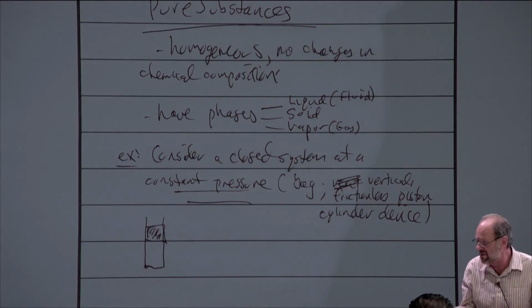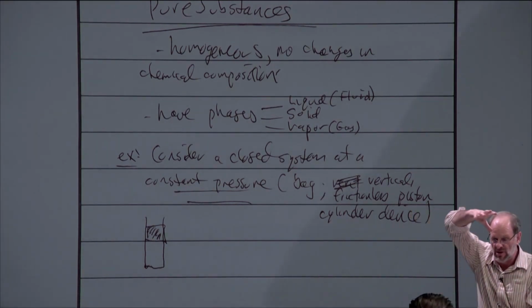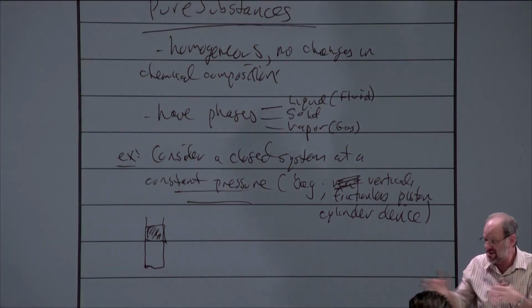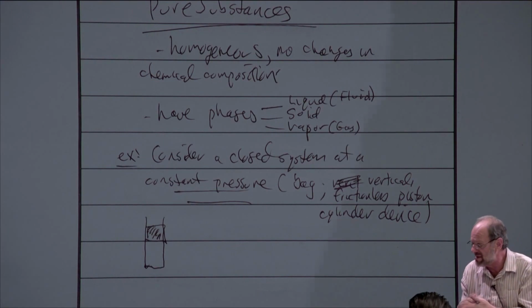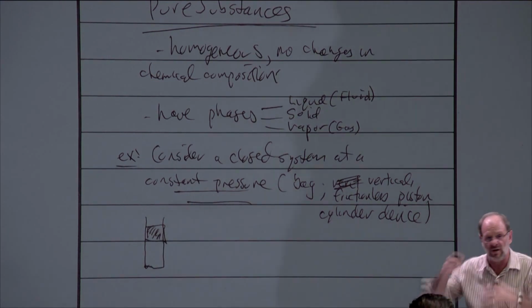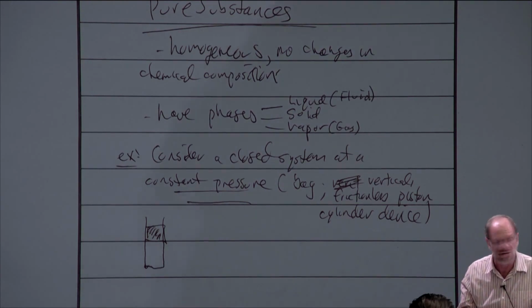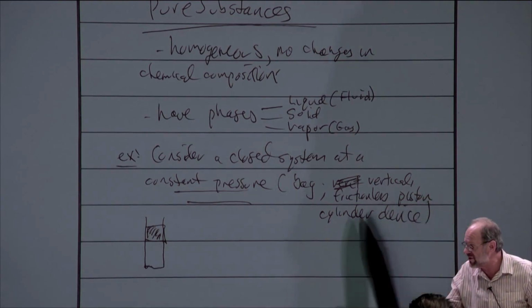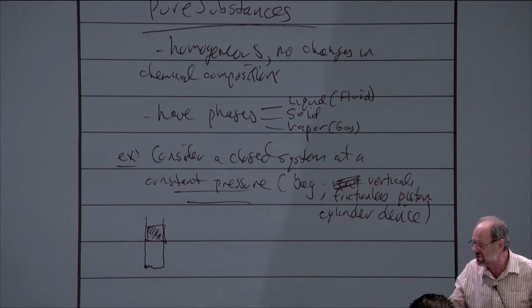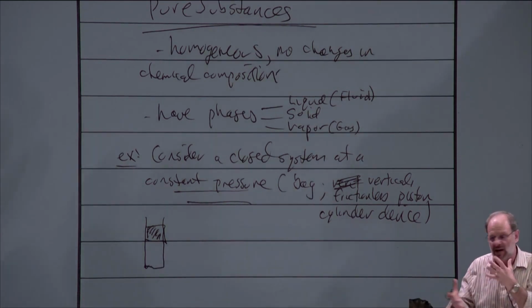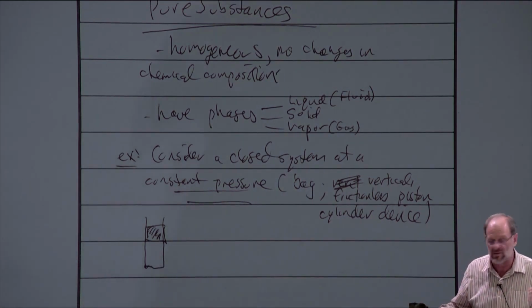It has to, right? There's going to be a certain amount of atmospheric pressure pushing down on the piston. There's going to be a certain amount of weight, which is not changing, pushing down on the piston. So basically, you have a fixed area, you have a fixed force above it, so the pressure has to remain constant. So whenever you see the words vertical frictionless piston cylinder device, that's one of these kind of devices here. So we're going to consider this closed system at a constant pressure, whether you think about it as a bag or you just think about it as a piston cylinder device, either one is fine.